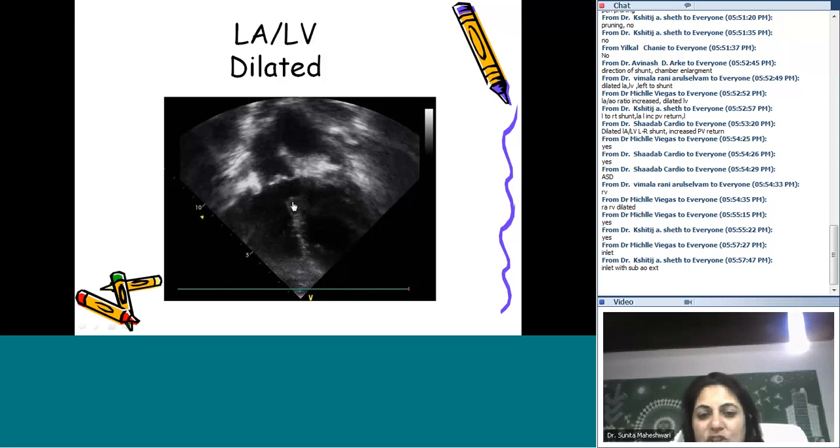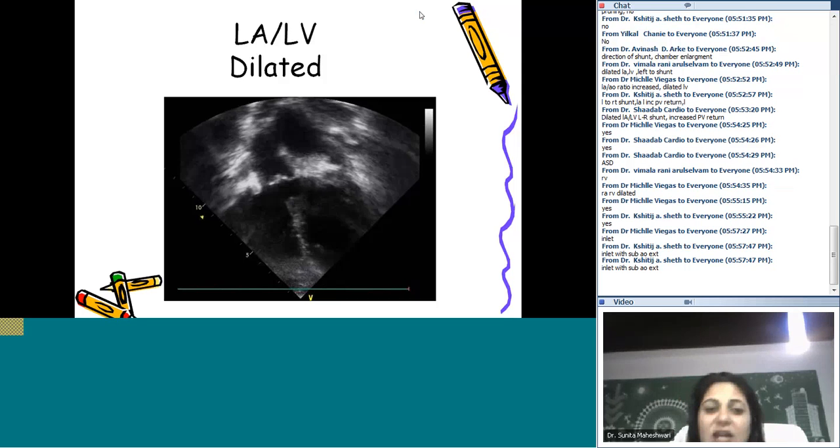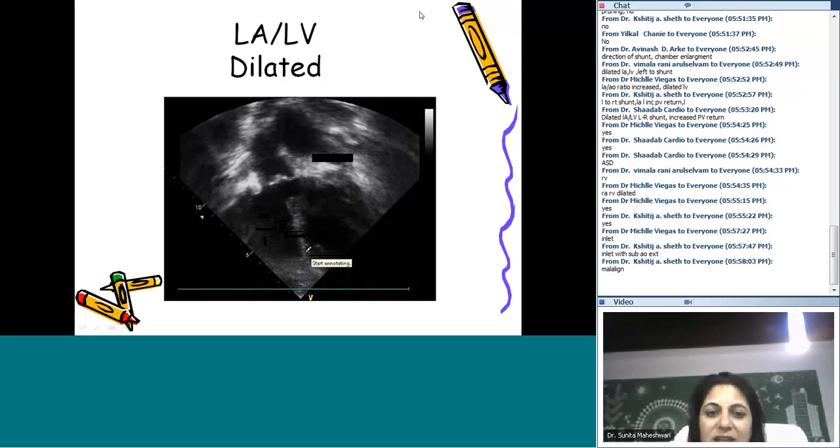What else do you want to say about this VSD? So this is a spotter. You would just be shown this image. It is malaligned, right? So this is the ventricular septum here. This is the aorta. This is the VSD. So you see it's a malaligned VSD, but then as you start tipping upwards, what are we doing here?